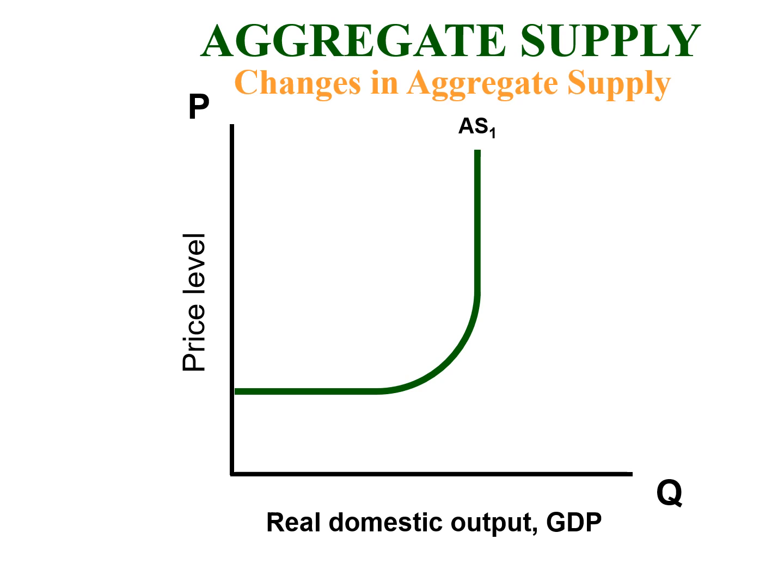So, changes in aggregate supply. We have these three ranges of the short run aggregate supply curve: the horizontal range, the intermediate range, and the upward sloping range. So what would cause aggregate supply to decrease or increase?